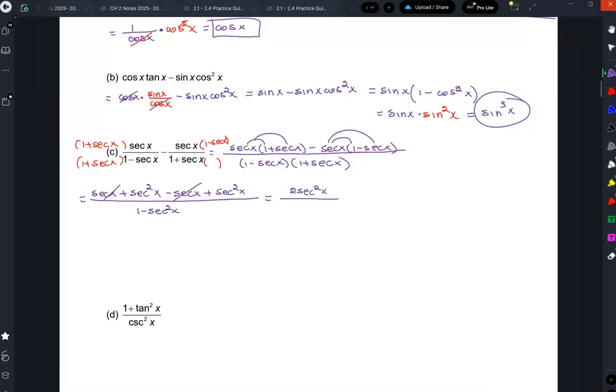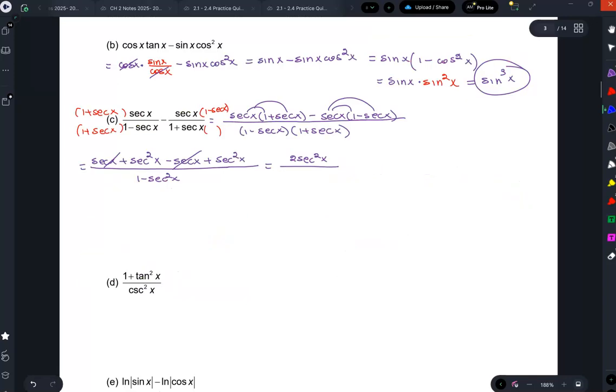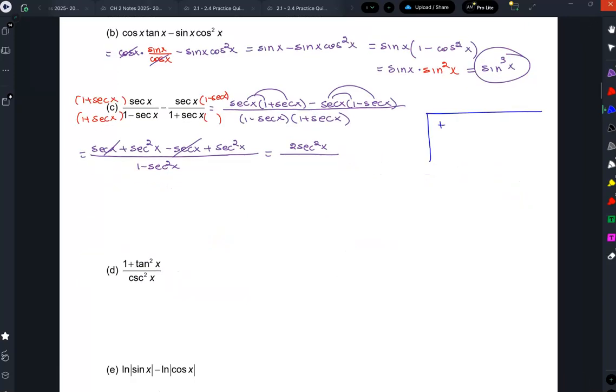Here I have 1 plus or minus a trig function squared. Which one of my Pythagorean identities has a secant squared? Oh, the second one. I'm going to do this on my scratch paper. Tangent squared theta plus 1 equals secant squared theta. So what's 1 minus secant squared theta? Negative tangent squared, right? Because there is a little bit of a cross there. So this is negative tangent squared theta.